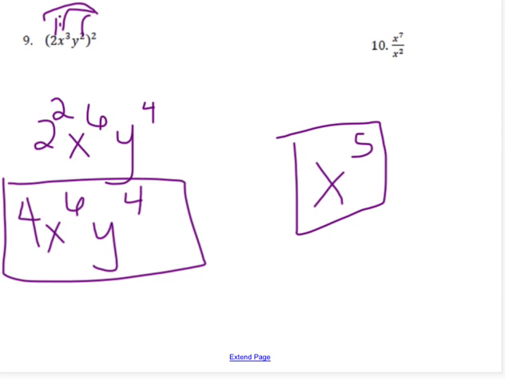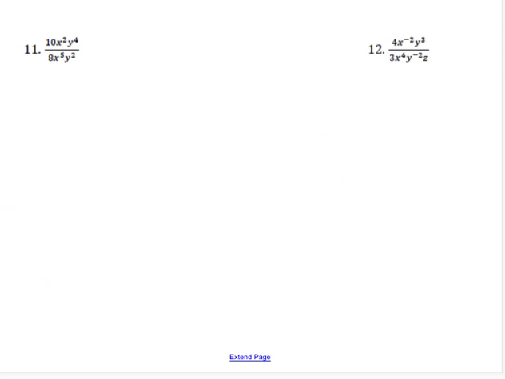Now, taking a look at number 11. For number 11, the first thing I want to do is reduce that fraction. So I'm going to take 10 and 8, and I'm going to divide them both by 2. Well, 10 divided by 2 is 5, and 8 divided by 2 is 4. So now that fraction is completely reduced.